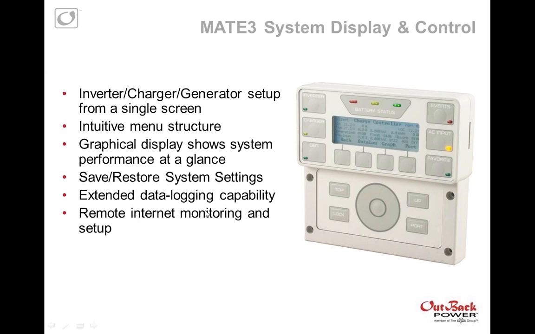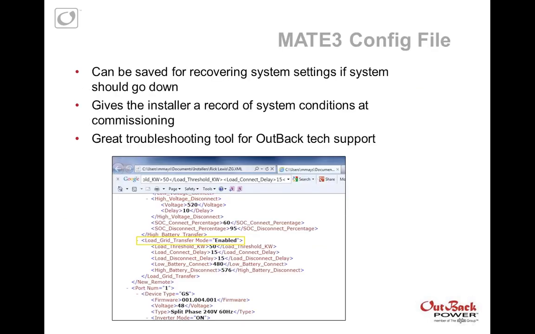Also, there's remote internet monitoring and setup. There's an Ethernet port on the back of the MATE, and I'll talk a little bit more about that shortly. And then this is that configuration file I was talking about. If it's hooked up to the internet, we can go in remotely and retrieve it from here at OutBack, or you can. This is kind of what it looks like.